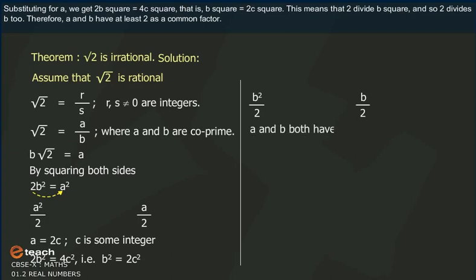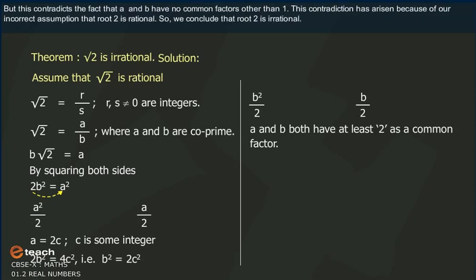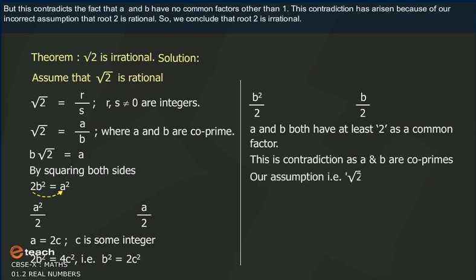Therefore, a and b have at least 2 as a common factor. But this contradicts the fact that a and b have no common factors other than 1. This contradiction has arisen because of our incorrect assumption that square root 2 is rational. So we conclude that square root 2 is irrational.